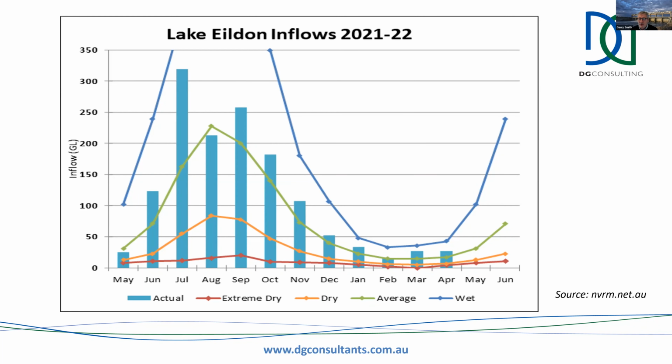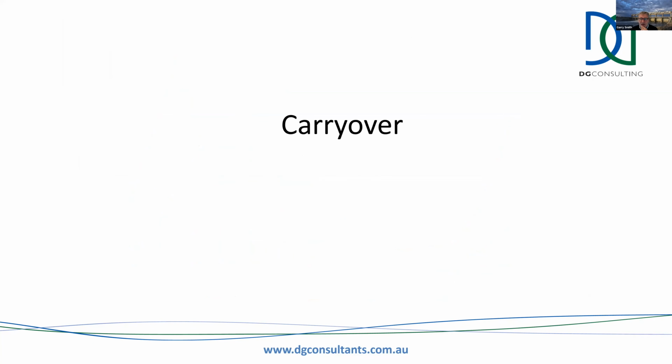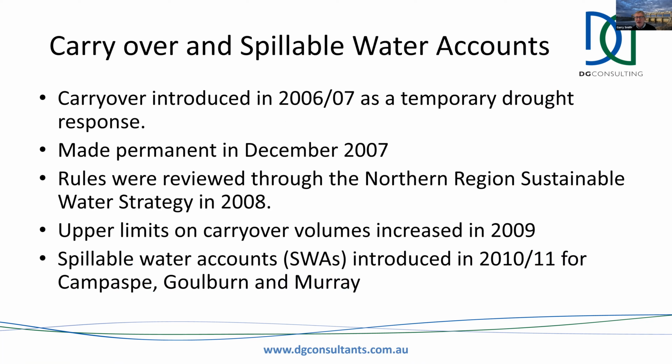Let's turn now to, we've talked about seasonal allocations, and once water is allocated, entitlement holders have the option to think about carryover. So let's talk a little bit about carryover, and we'll start with a Victorian perspective.